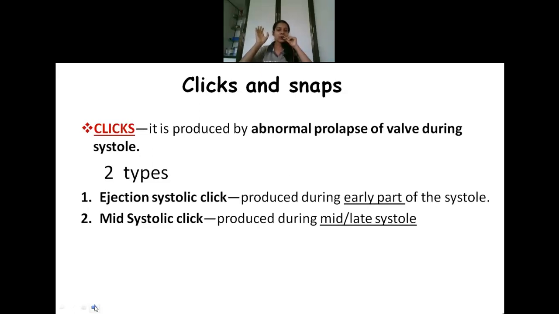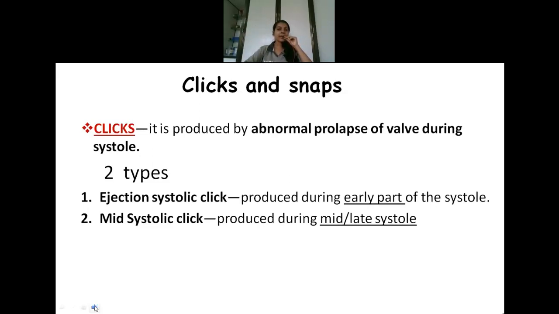First of all, ejection systolic click means, as the word says, systolic means it is heard during the time of systole. The ejection systolic click is produced during the early part of the systole, and the mid systolic click is produced during the mid or late systole. So these are the two main types of clicks. Just remember the meaning of click: a click is an abnormal heart sound. It is usually produced when the heart valve is prolapsed.